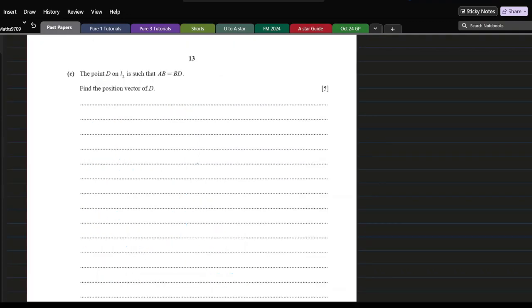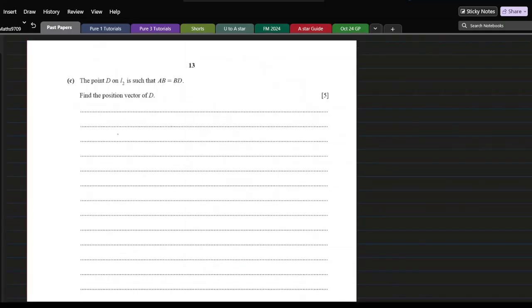Part C, the point D on L2 is such that AB is equal to BD. Find the position vector of D. So we've been given that AB is equal to BD. In other words, the modulus of AB is equal to the modulus of BD. Basically, these two lengths are equal. So what we need to find first is the vector AB. We can get that from saying OB minus OA.